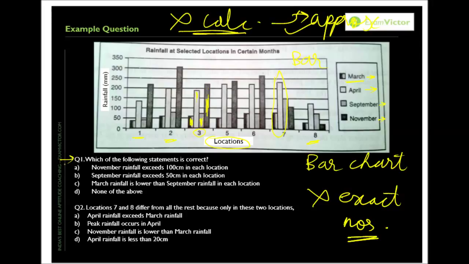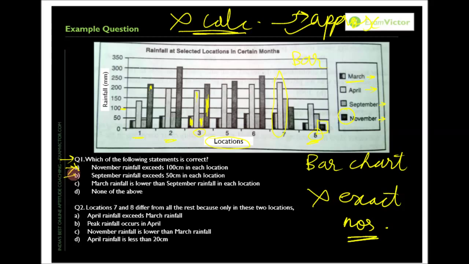Look at question 1. Question 1 is asking which of the following statements is correct. Statement A: November rainfall exceeds 100 centimeters in each location. The way to examine this is to understand that the November bar is the last bar. It's black, whatever color you want to call it. The fourth bar, basically. So they're asking, is November rainfall more than 100? 100 is here. So you just have to run your eye along this line and see whether the last bar is always more than this. For location 8, you see that the November one is actually less than 100, it's even less than 50. So this statement is wrong.